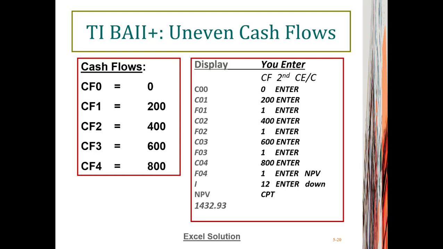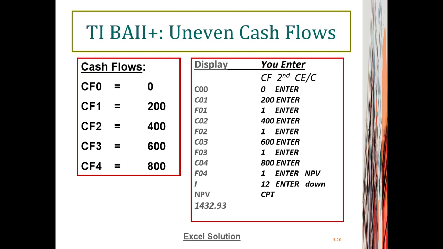Then for F02, since the default setting is 1, you simply do down arrow to go to C03, and then you put 600. Enter, down arrow, and it will show C04. You do 800. Enter, down arrow. And if you're familiar with the process, every time you enter the amount of cash flow, you do enter, down arrow. Right? So double down arrow will help you to go through the process of both cash flow and frequency.